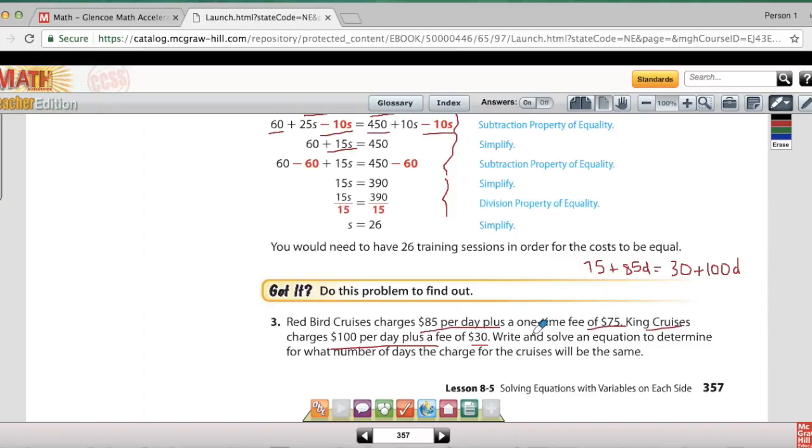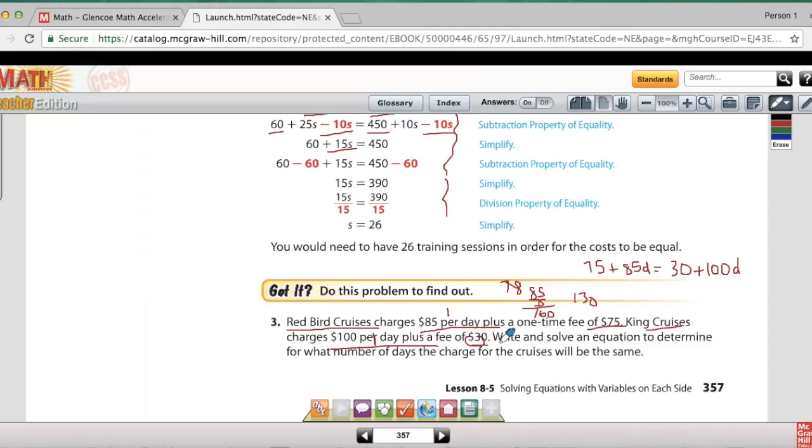Now, if you're going to only do it for one day, Redbird Cruises for one day would be $85 plus $75, which is $160. And one day for King Cruises would be 1 day for $100, that's $100 plus the $30 fee is $130. So if you're only going to rent it for 1 day, it looks like King Cruises is the better deal.